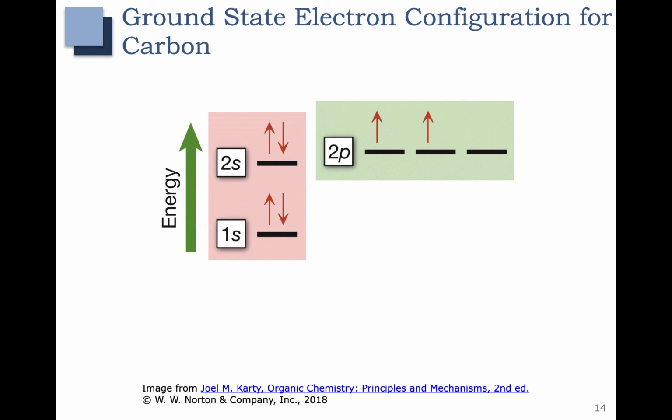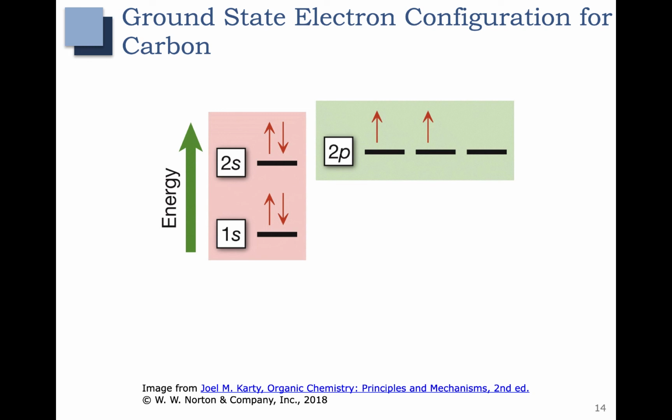We filled 1s first, then we filled 2s, which was the next lowest in energy, and then we started filling 2p. And it's a little bit hard to tell here, but 2p is just a hair higher in energy than 2s. So that was the Aufbau principle. And then Hund's rule told us that when we have equal energy level orbitals, we can't pair them up until they're all filled. And so that's what we did: we put one here and then one here. We can't start pairing these up until we fill up this one, and then we can start filling them in. So that's how we do ground state electron configuration for carbon.